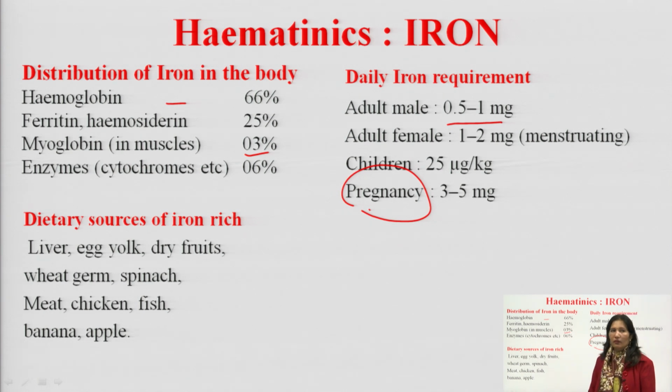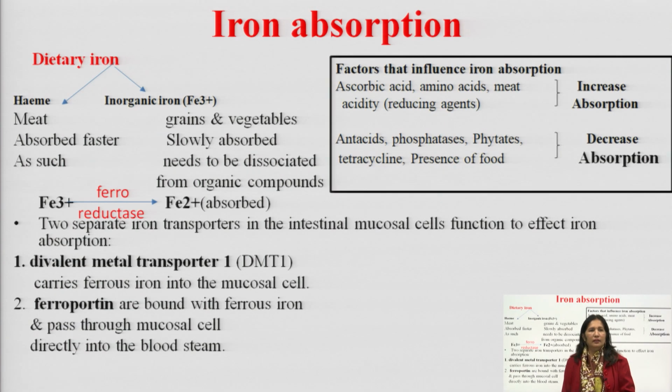What are the dietary sources of iron? We all know that iron rich foods are liver, egg yolk, dry fruits, wheat germ, spinach, meat, chicken, fish, banana and apple. Now, we will understand how iron is absorbed.